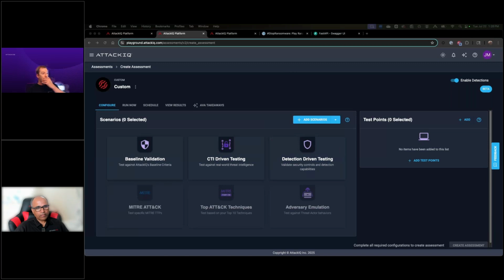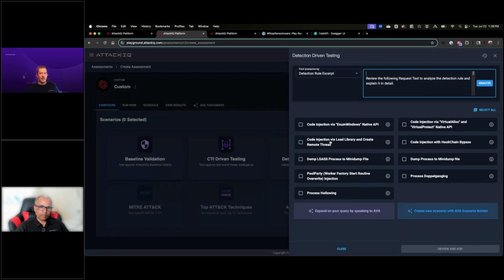Now, why? Because setting up the right test is like recreating a dish with no recipe. But thankfully, we have Ava, and Ava brings us the cookbook. Now, I'm going to look at detection-driven testing. And I'm actually going to use that same rule that we were just using here. So I'm going to take this, review this, and what it's going to do is, hang on, no, it's not this one. Yeah, so I want it to be right.